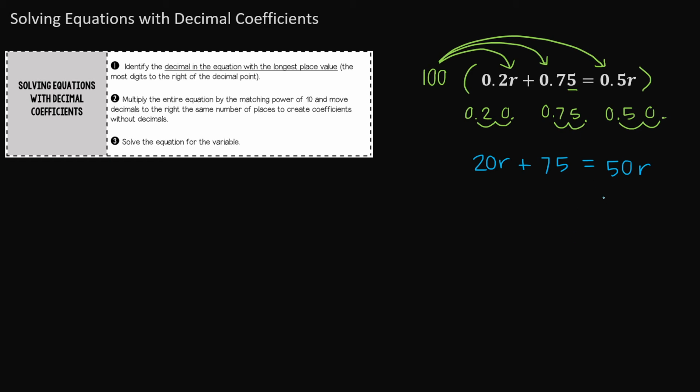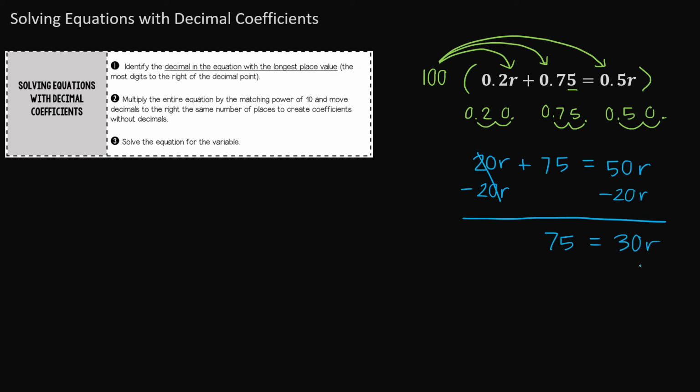So from here, when we solve this equation, notice we have variables on the left and the right sides. We need to collect them to one side of the equation. So in this case, I'd like to move the 20r over to collect with the 50r on the right side. To do that, I'm going to subtract 20r from both sides of the equation. I'm left with 75 is equal to 50r minus 20r, which is 30r.